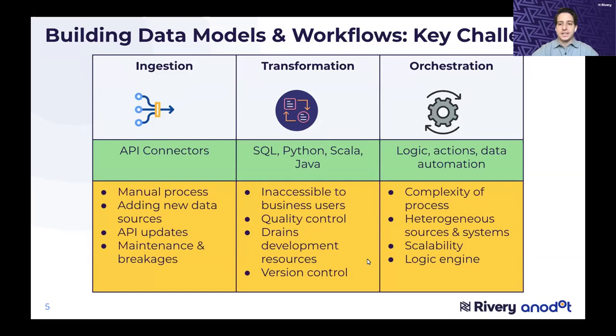So to ingest the data into a data warehouse, teams need to build API connectors for each source. The challenges here include manual pipeline construction, new data source additions, API updates, and maintenance and breakages of those API connections. Once the data is finally ingested, code-based transformations are often required to convert the data into a usable format. This kind of locks out the business users without programming expertise. It drains development resources, and it makes quality control difficult, leading to version control issues of the code.